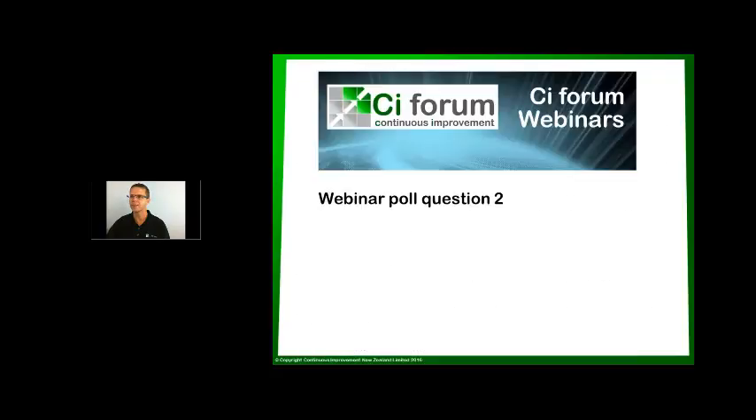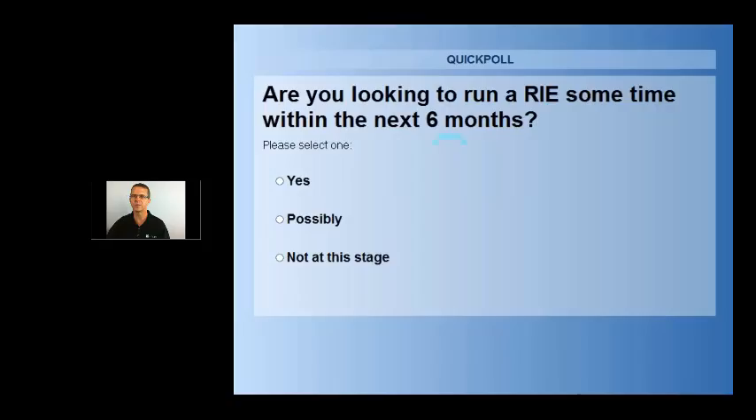So let's have a look at poll question 2 now. Let's see if now you know what a rapid improvement event is, and whether you might be thinking of running a rapid improvement event in the next 6 months. So possibly, or yes, or maybe it's a no at this stage.